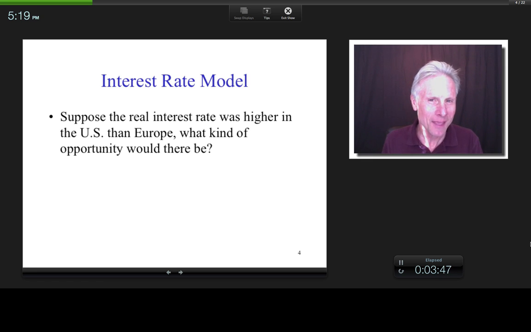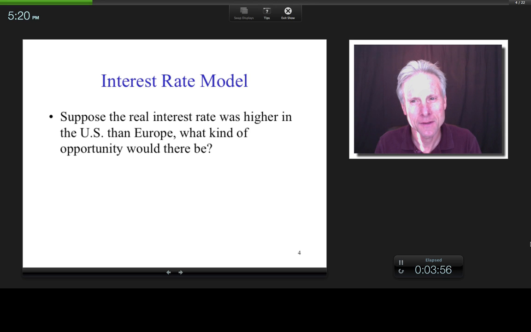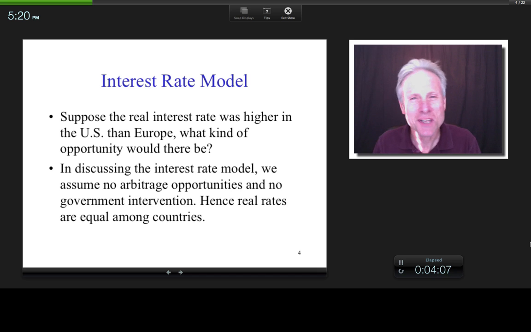So in any case, imagine that real rates were higher in the US than in Europe. Then what kind of opportunity would there be? An arbitrage opportunity, right? And so everybody would want to invest in the US, and so on and so forth. So when it comes to discussing this whole interest rate model, we're going to assume, similar to the inflation model, that prices adjust until there are no longer any arbitrage opportunities, and also no government intervention. What that means is that we're essentially assuming that the real rates among countries are equal.